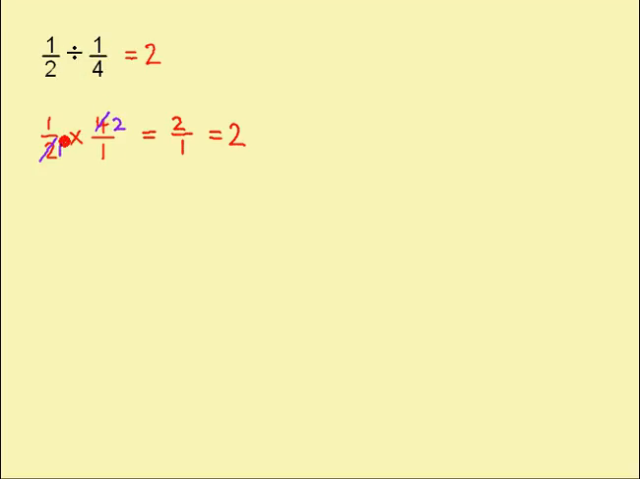So for this much harder question, I definitely need to use this method. So remember, we keep the first fraction as it is, flip the second one, and change to a times. 2 goes into 2 once and into 8 4 times. 3 goes into 3 once and into 9 3 times. Now we can multiply. 1 times 3 is 3, and 1 times 4 is 4. So the answer to this question is 3 quarters.